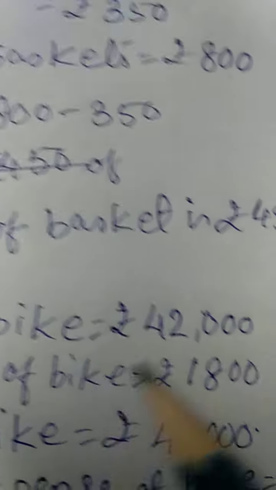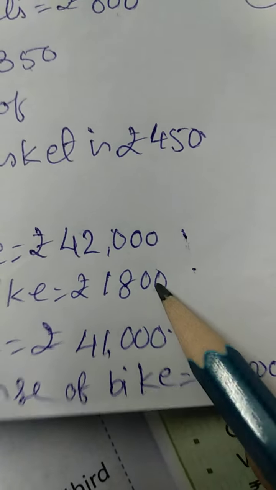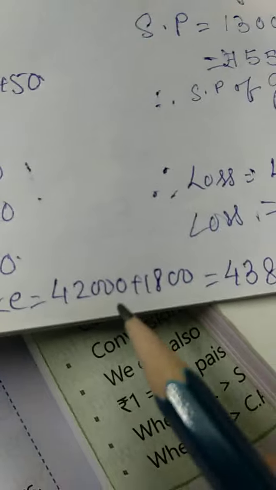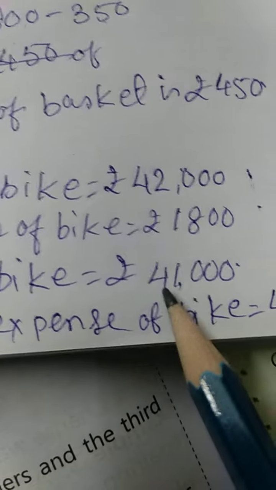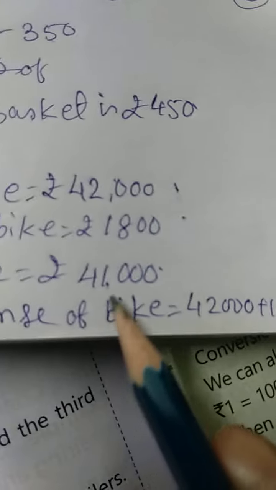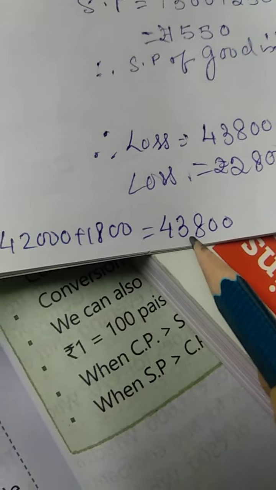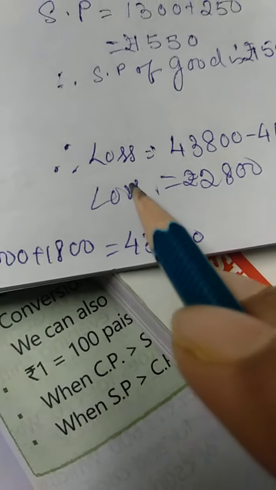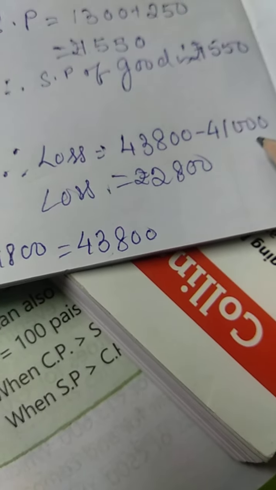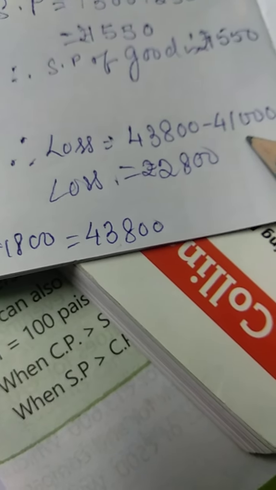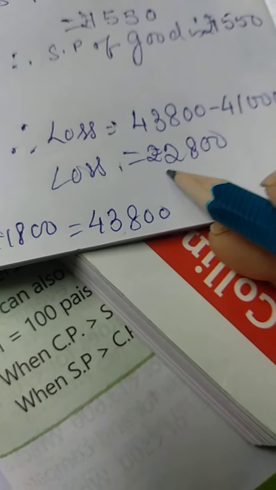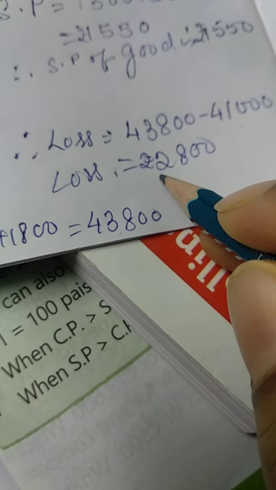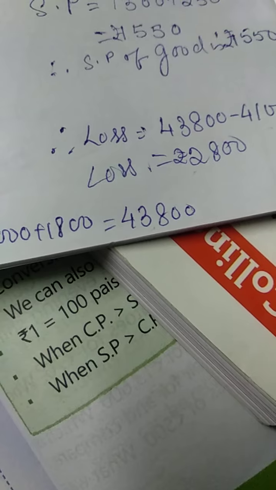So here also, the bike he bought for 42,000. Now for repairing he spent 1800. First we will add these two. So added, I got 43,800. Now the SP of the bike is 41,000. So now if I compare this number with the SP, it seems that SP is less. That means it is a loss. So loss will be CP minus SP, because SP is lesser than CP, and so the loss on the selling of the bike is 2800. Okay.